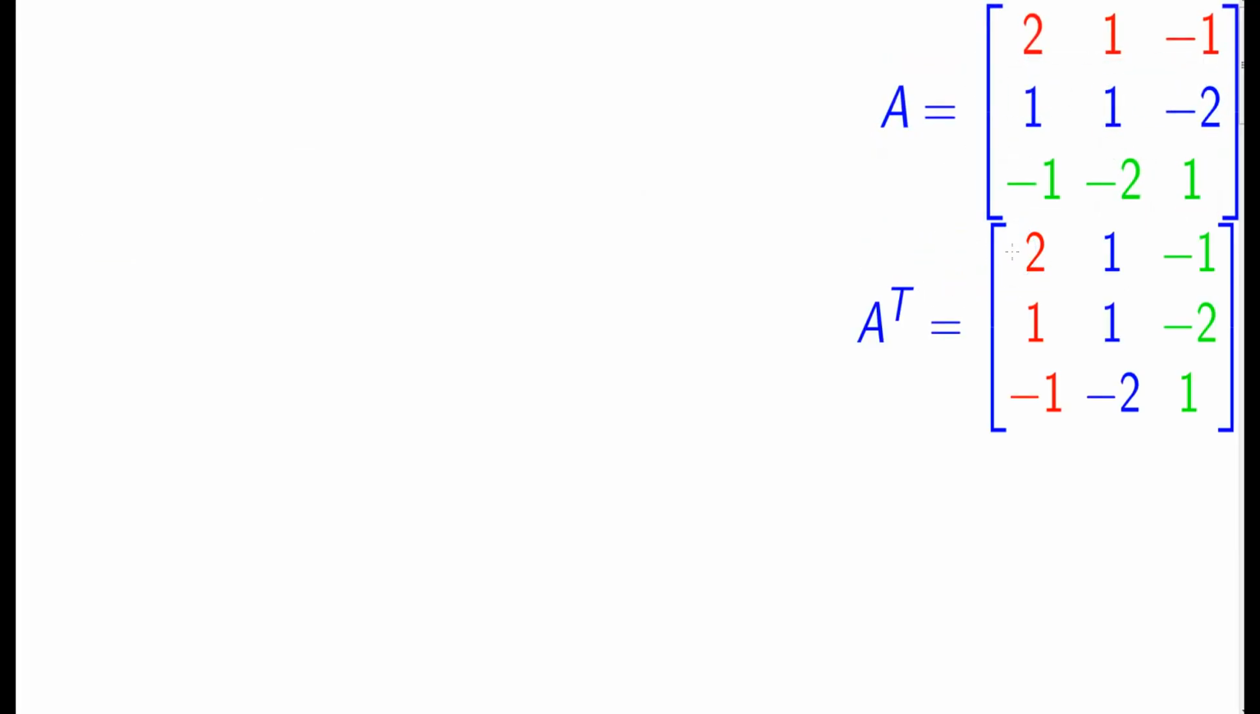Diagonalize the matrix A equal to 2, 1, minus 1, second row is 1, 1, minus 2, third row is minus 1, minus 2, 1. Diagonalization can be done by orthogonal transformation and similarity transformation. To do orthogonal transformation, the matrix has to be real symmetric. For a matrix to be symmetric, the transpose of the matrix A should be equal to matrix A itself.